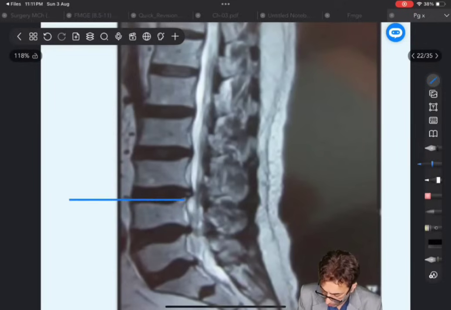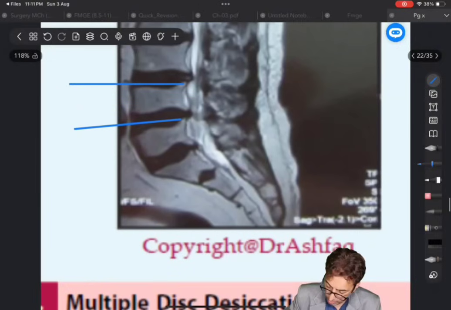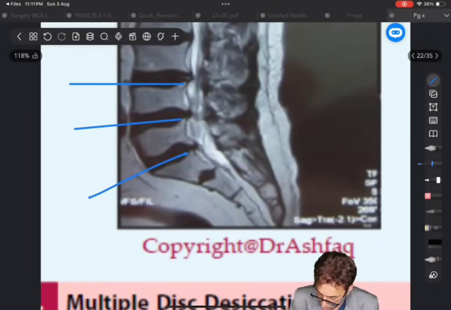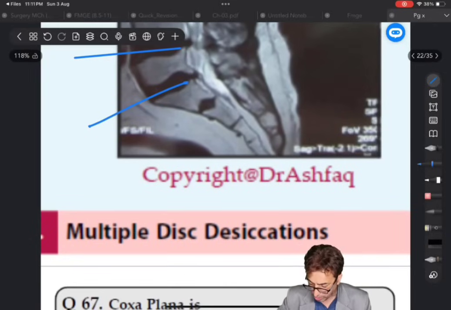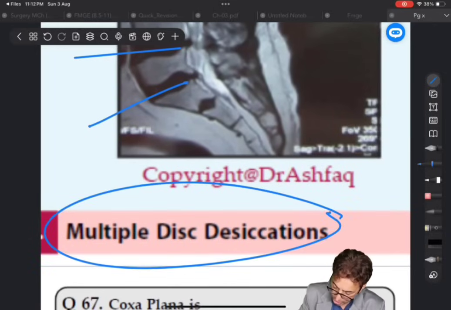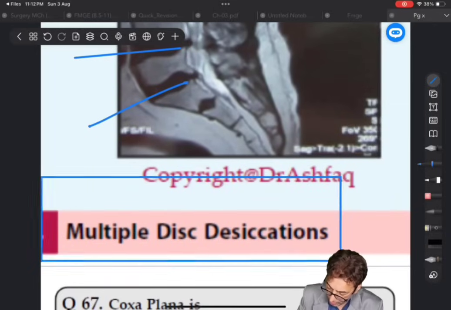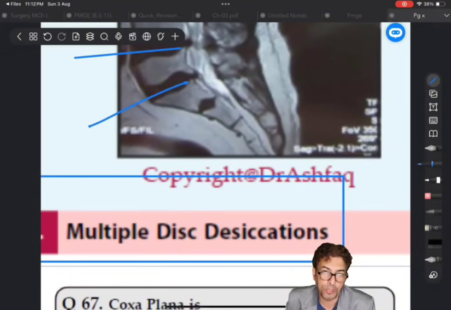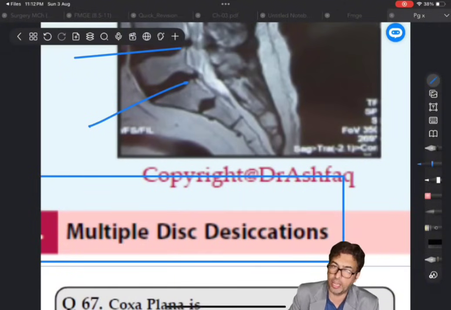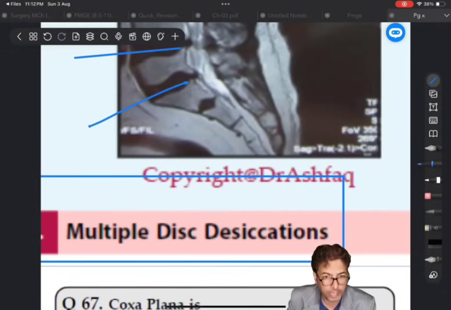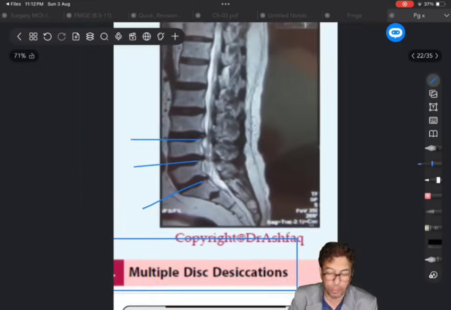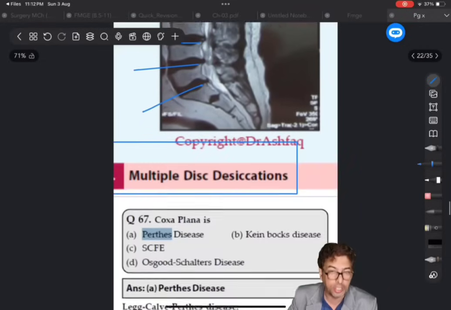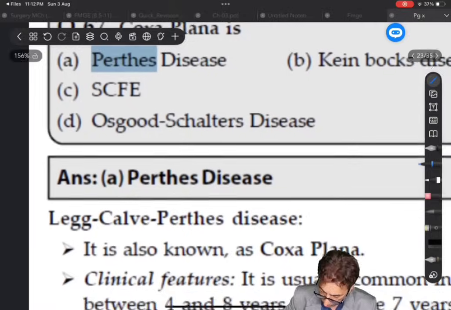Now there is a question, I have given it in my image-based book over here. You can see a disc protrusion at almost 3 places, and I have just mentioned it, multiple disc desiccations, and this was mentioned in the question. So nothing, these are all original x-rays from my own source, nothing copied, nothing downloaded from anywhere. So this is something which is important. So you have to identify these radiographs.